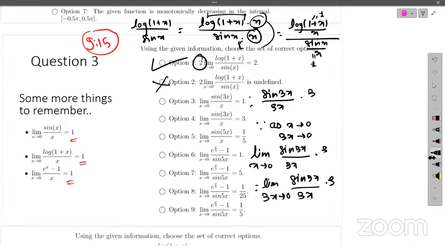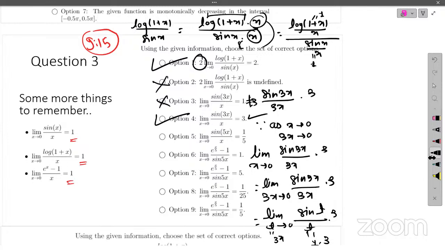And now this 3x is replaced by another variable to get this form. So this is the same as limit t going to 0, where t is equal to 3x, of sine of t by t into 3. And we know that this limit is equal to 1. So the limit will be 1 into 3, which is equal to 3. And this is not equal to 1. So that's why this option is incorrect. So not equal to 1, this is equal to 3. So the fourth option is correct. So the third option is incorrect.